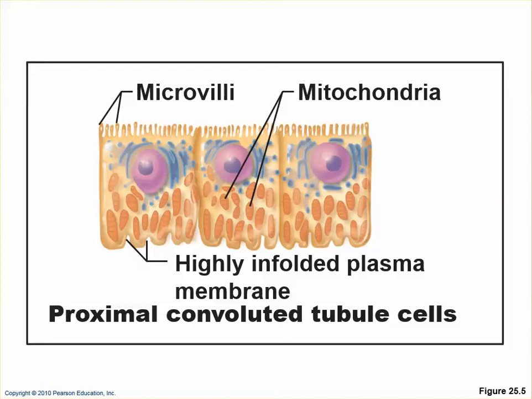The reason that there's so many mitochondria is because a lot of what causes the reabsorption is active transport. It's the sodium-potassium pumps and such. So very, very highly metabolically active. And that's one of the reasons why the kidneys are so very good at detecting low oxygen levels, because they stop working as well when there's not enough oxygen to make ATP.